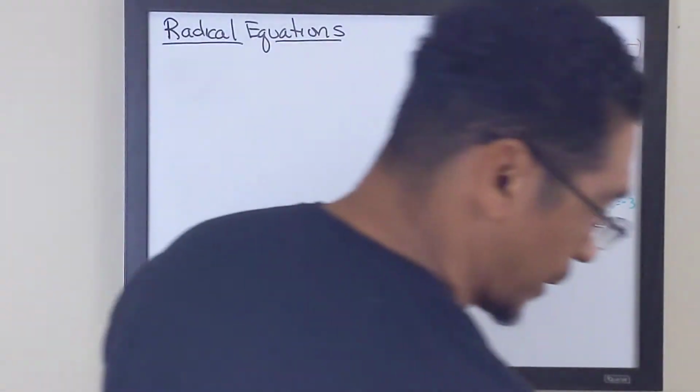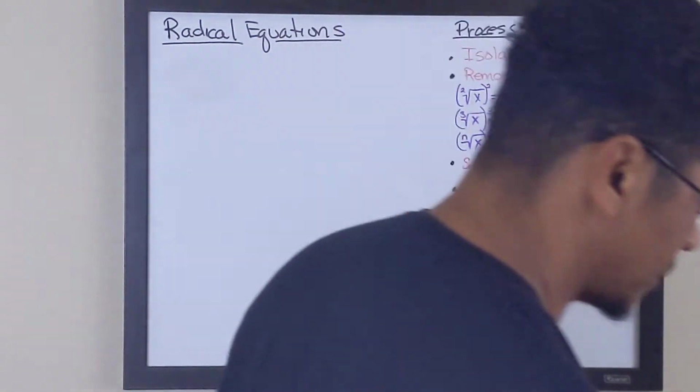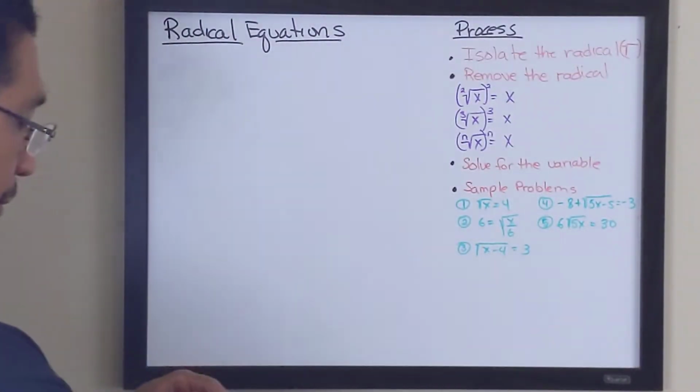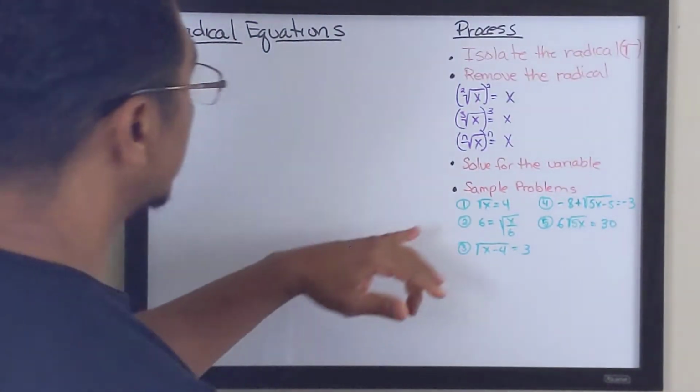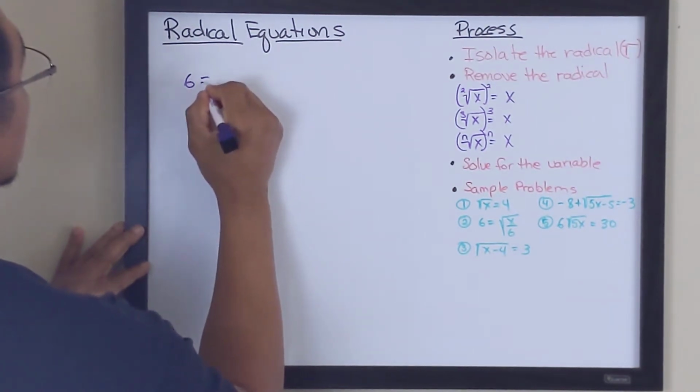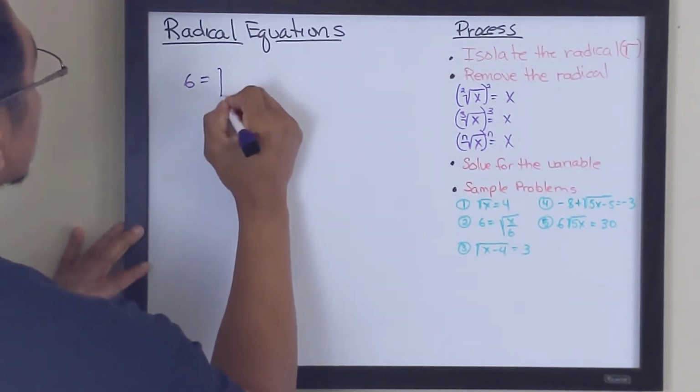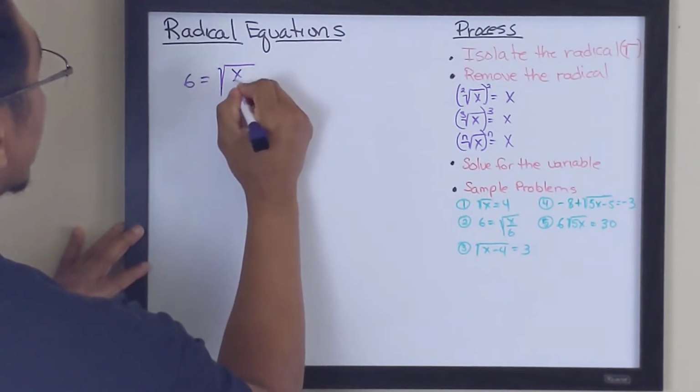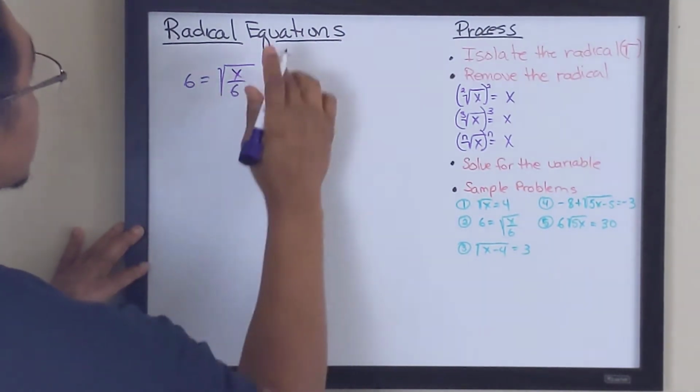Let me write with a different ink pen because this one makes a mess whenever I try to erase it. Let's look at example number 2. This one is 6 equals the square root of a fraction, which is x over 6.